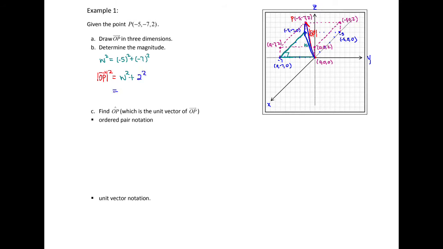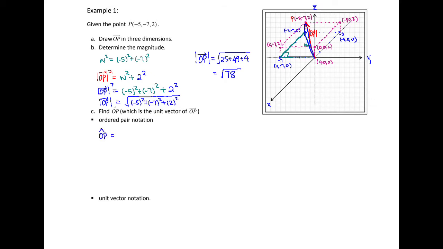Then replace W squared back, which is negative 5 squared plus negative 7 squared plus 2 squared. So that means I can say the magnitude of vector OP equals the square root of x squared plus y squared plus z squared, which is the Pythagorean theorem in three-dimensional space. Therefore, the magnitude of vector OP will be the square root of 25 plus 49 plus 4, which is the square root of 78.